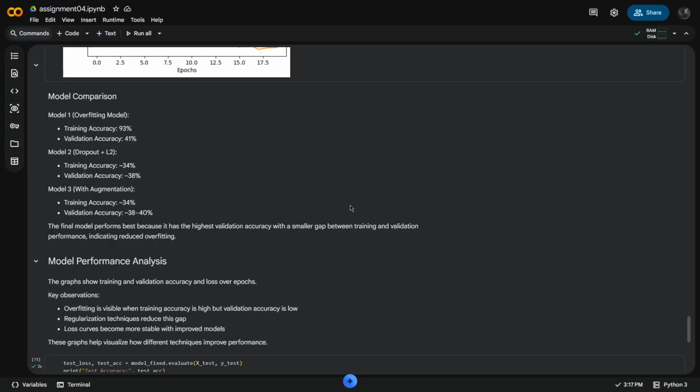Comparing all models, the overfitting model had very high training accuracy but poor validation accuracy. The regularized model reduced overfitting. The augmented model performed best with the highest validation accuracy and smallest gap.